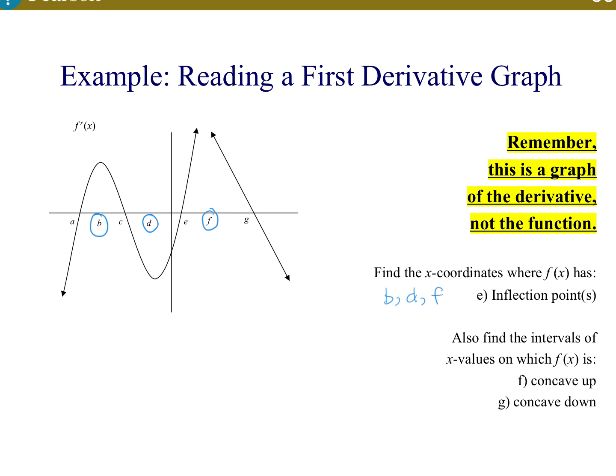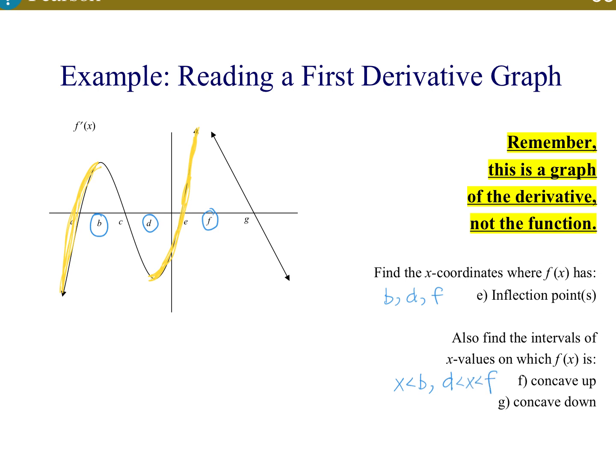Around those points are going to be all changes in concavity. So up until B, the function is completely increasing. That would be concave up. From D through E all the way to the point of discontinuity, that is also an increasing section. So concave up is going to be anything less than B, and anything between D and F.